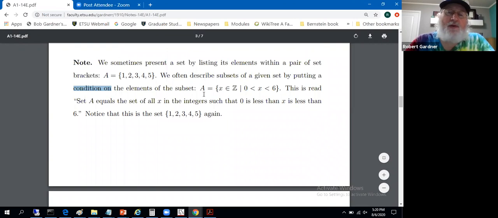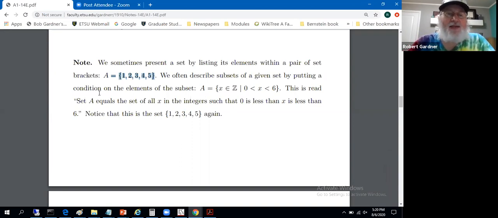And what we're doing here is saying set A consists of all x, an element of the integers, such that, this is a conditional, 0 is less than x is less than 6. In other words, x is an integer between 0 and 6, excluding 0 and excluding 6, because we've got strict inequalities here. That's just another way of saying set A is a set consisting of 1, 2, 3, 4, and 5. But this idea of putting a condition with a little vertical bar is a common way to describe sets as well.